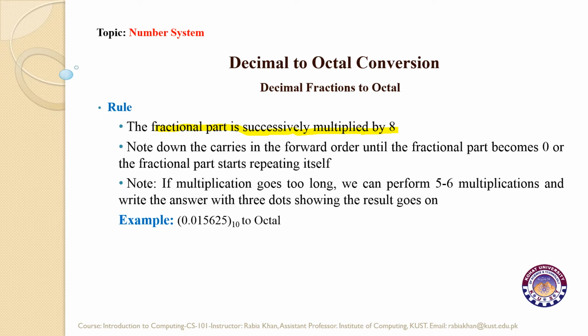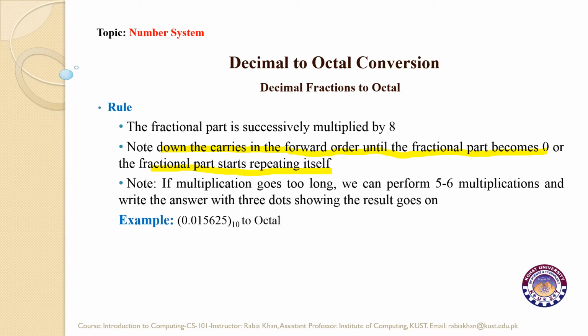Next we are to note down all the carries generated until the multiplication of the fractions become either 0 or the fractional parts start repeating themselves. So we stop the multiplication process if the fractional part becomes either 0 or it starts repeating itself, which means it has become a recurring product. No matter how long you perform the multiplication, the result will remain the same again and again.